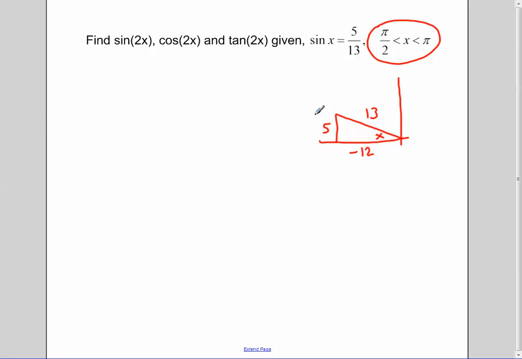So the first thing we're always going to try to do is draw a triangle based on the correct quadrant, and then we're going to just use SOHCAHTOA and the Pythagorean theorem to find the missing leg or hypotenuse. Okay, so now let's talk about the double angle of sine. So I know from the page before, the double angle of sine is equal to 2 times sine times cosine.